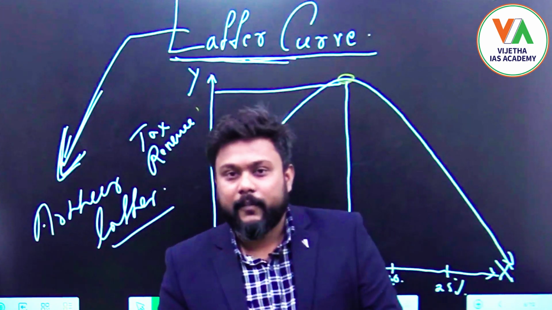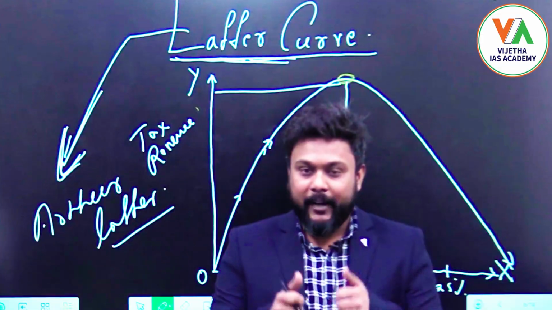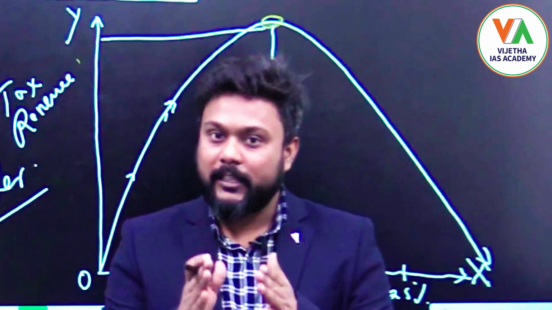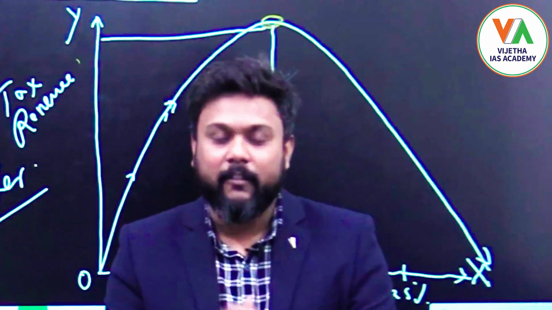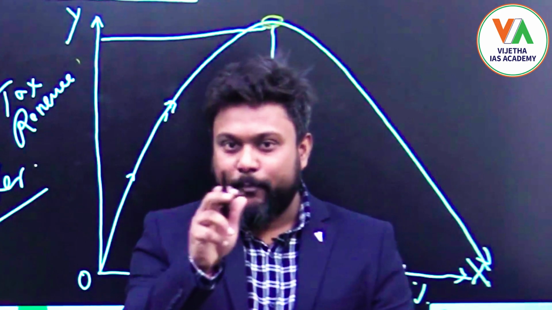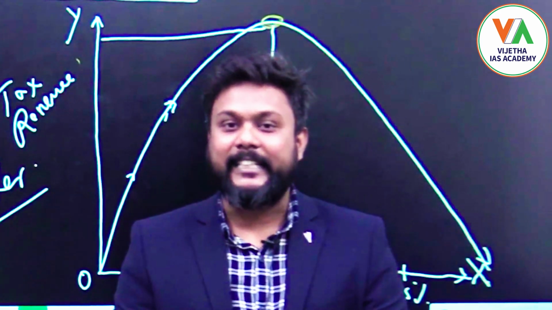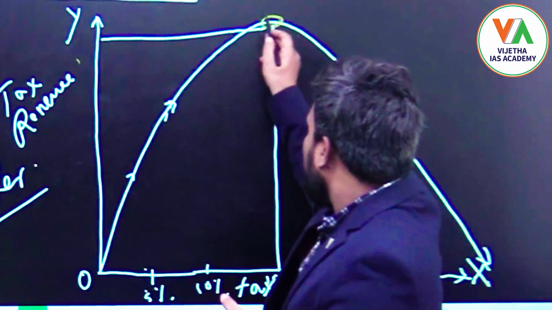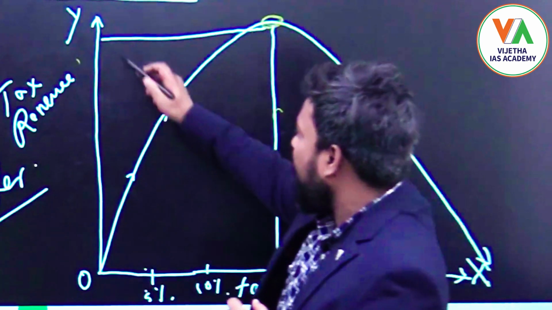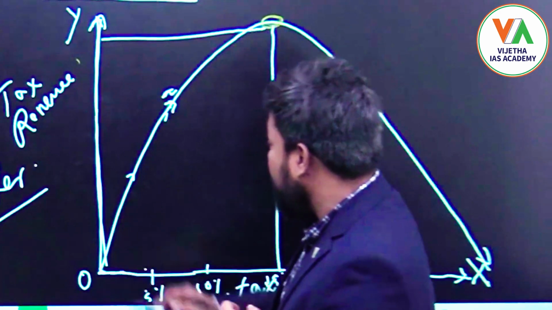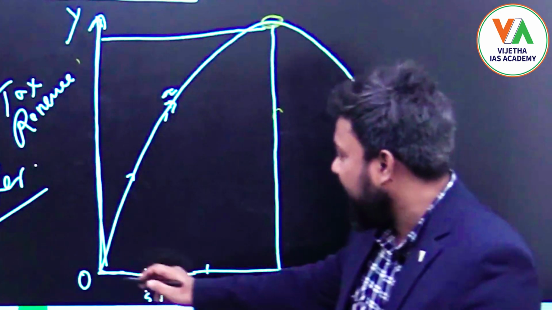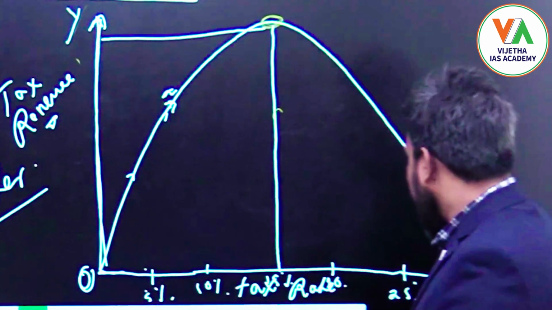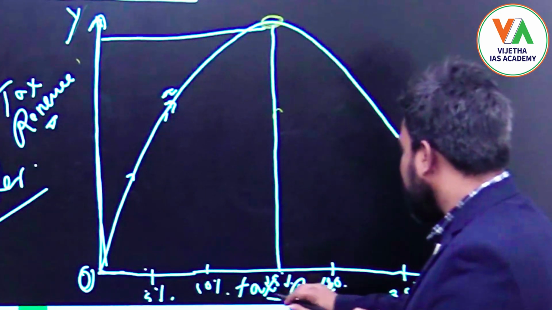This curve established the relationship between tax rate and tax revenue collected by the government. According to this curve, there must be an optimum point where the government gets the maximum revenue. So you can see this is a graphical representation, or the curve, where initially on the y-axis we have tax revenue, on the x-axis we have tax rate.